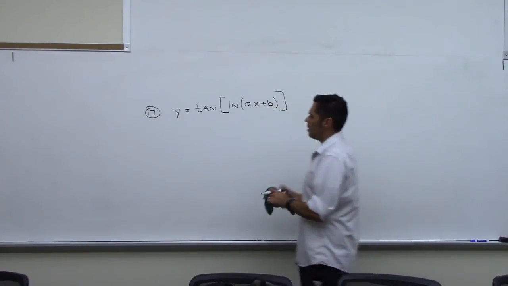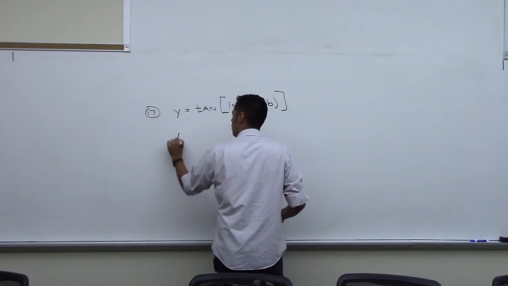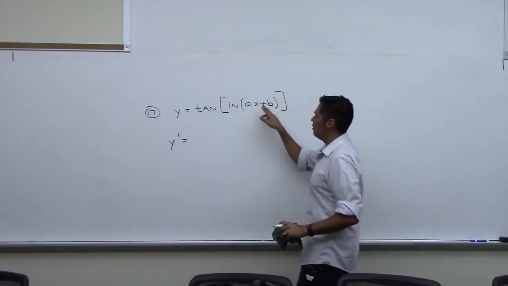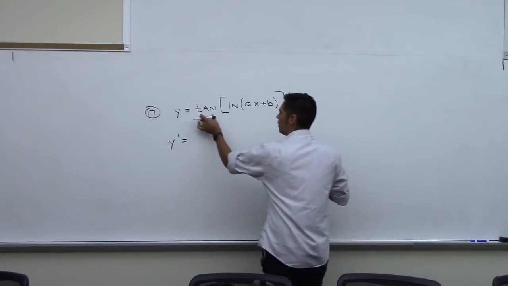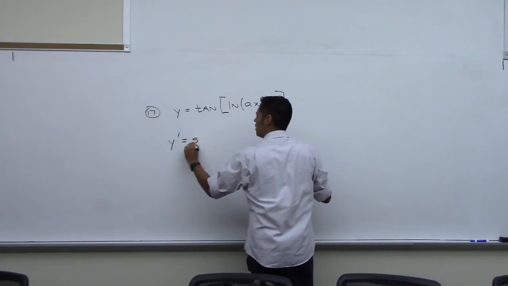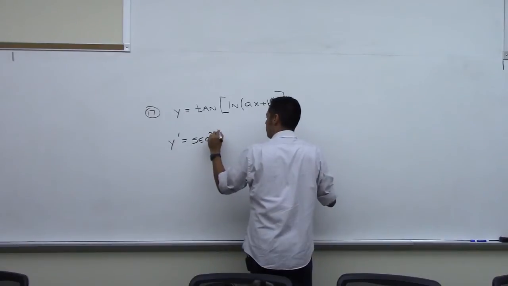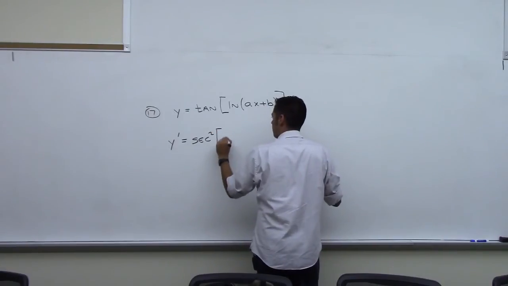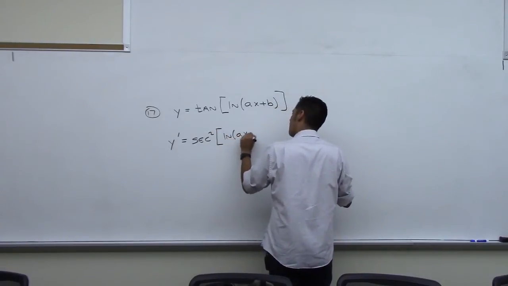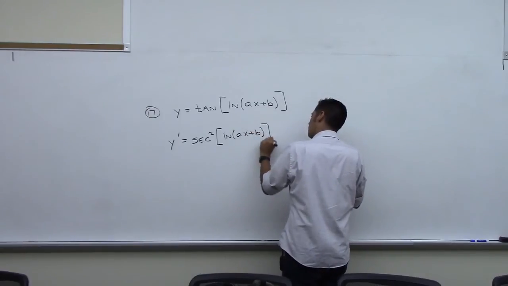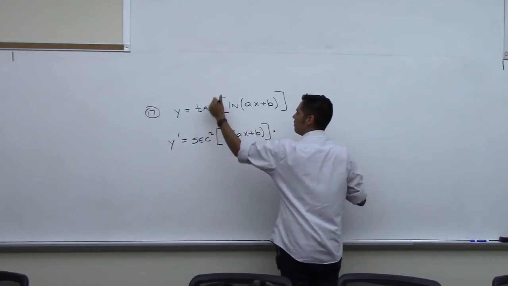So I'm going to start from the outside and work my way in. Y prime, and the independent variable here is x. We're assuming a and b are constants. So the derivative of tangent of something is secant squared of that something. I don't have to use brackets. I'll use them reluctantly. Okay, that's the derivative of tangent, so I've done that.